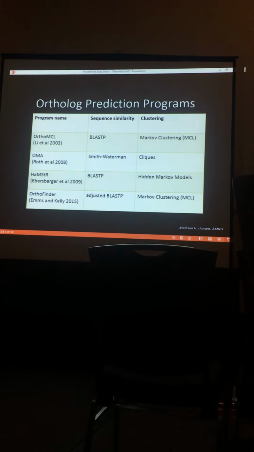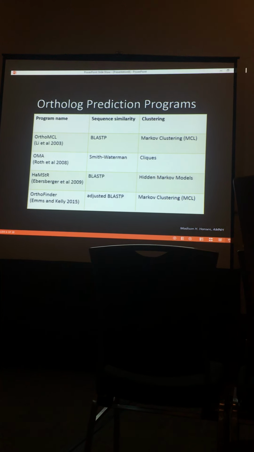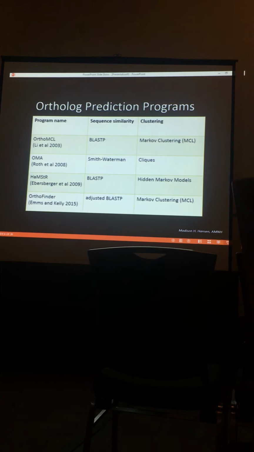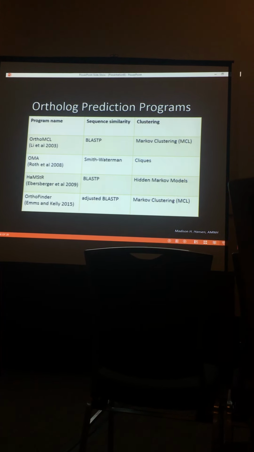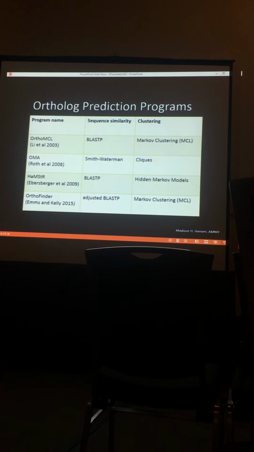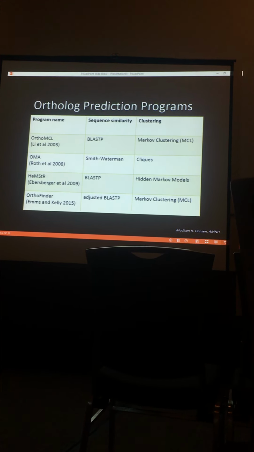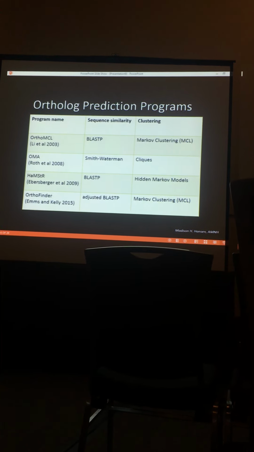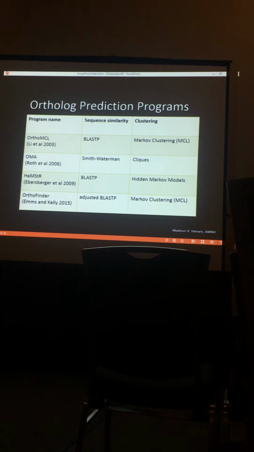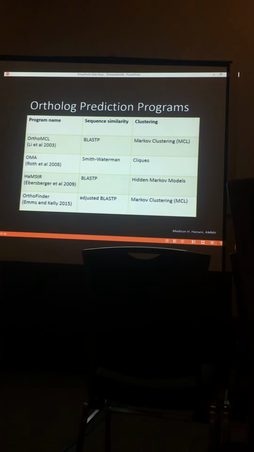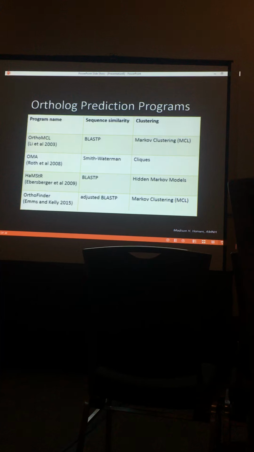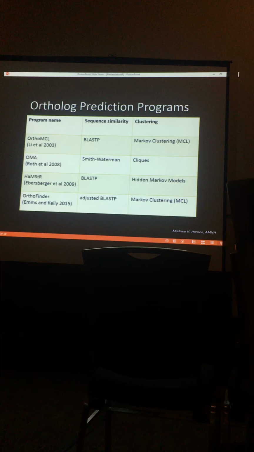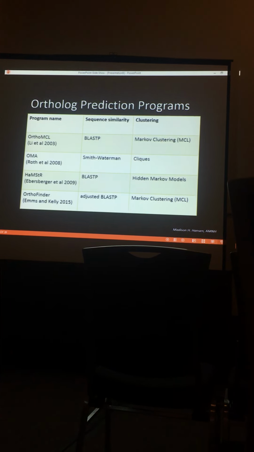Here's a little short synopsis of some prediction programs that people have made in the past. There was OrthoMCL in 2003. It uses BLAST and Markov clustering. Then there was OMA in 2008. It uses Smith-Waterman and then cliques for clustering. Then there was Hansen in 2009. It uses BLAST-P, just like OrthoMCL, but then hidden Markov models for clustering. And then OrthoFinder is almost the same as OrthoMCL, heavily based on it, but uses adjusted BLAST-P scores to factor in the bias of sequence lengths.